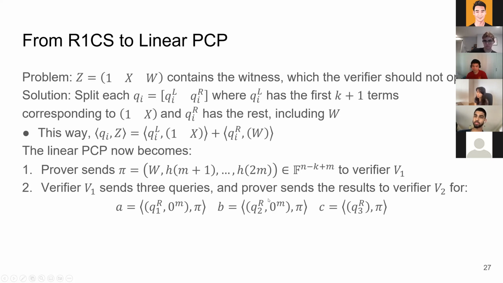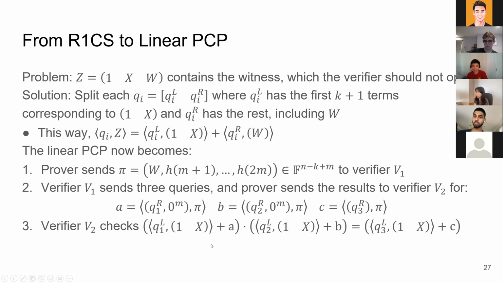Why does it only end up sending over the right-hand side? Why does it not send over the stuff that relates to the public information on the left-hand side? It's because the verifier can just do that inner product itself. Because the left-hand side is not sensitive, it isn't secretive information, the verifier can just do that inner product itself.